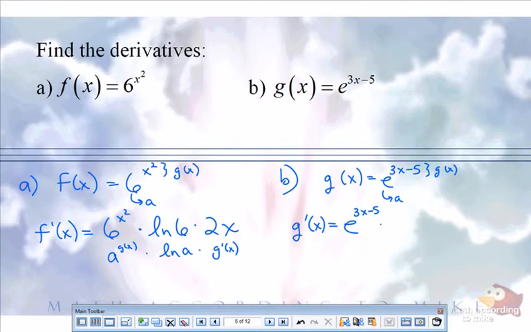Natural log of e times the derivative of the exponent, 3. Now, part of this does clean up. What's the natural log of e? 1. So if you want, you can put the 3 in front of the e there as your final answer.